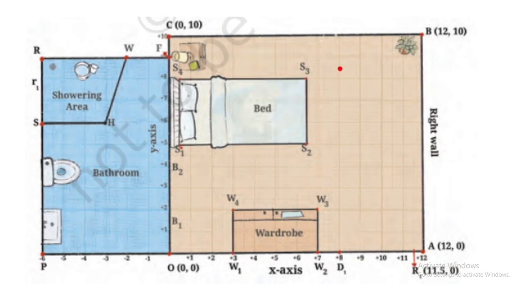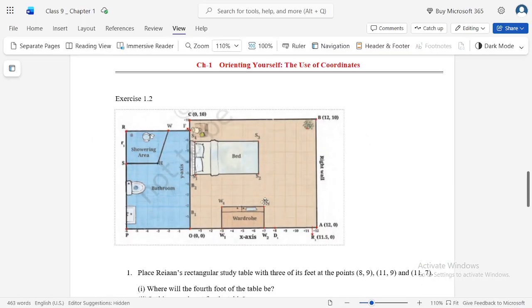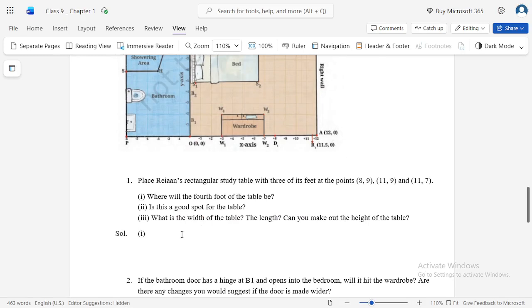So the first point was 8 comma 9, so here will be 8 comma 9, the second point 11 comma 9, the third point 11 comma 7, and given that the table is rectangular, here will be the fourth point, right? So what is this point? This is 8 comma 7, right? So we got the answer to our first part. The fourth foot of the table will be at 8 comma 7.